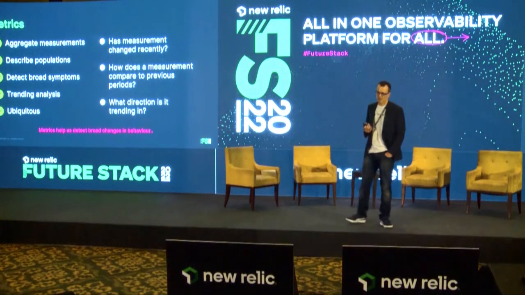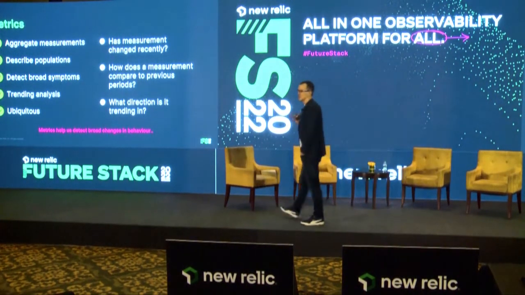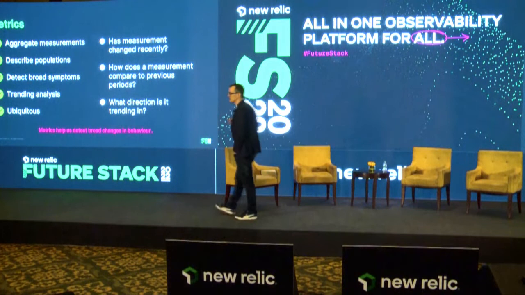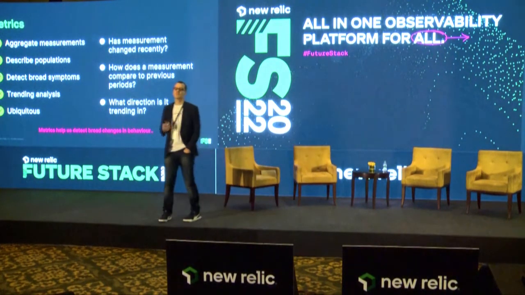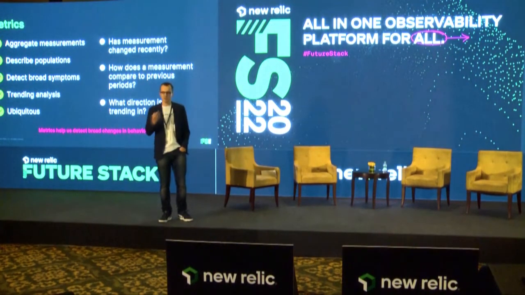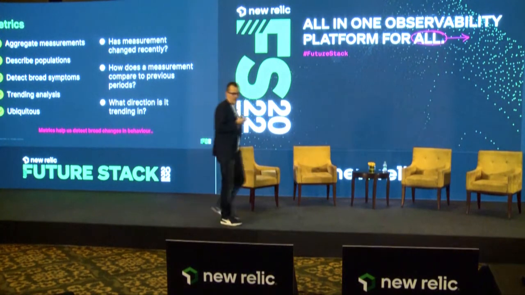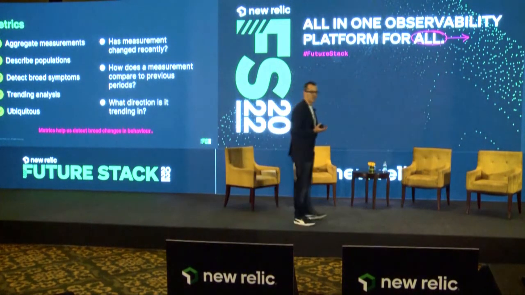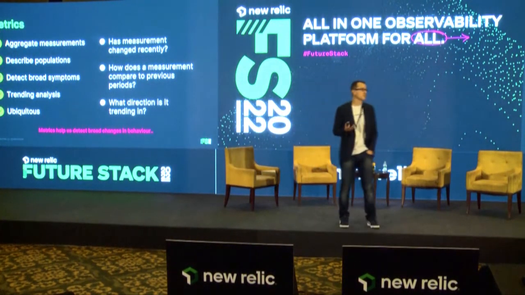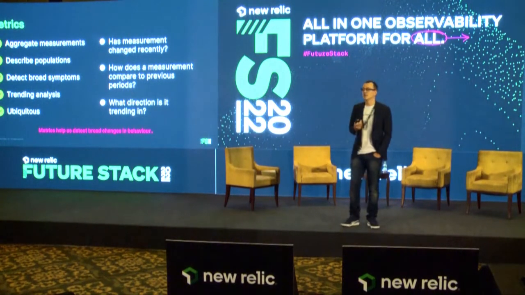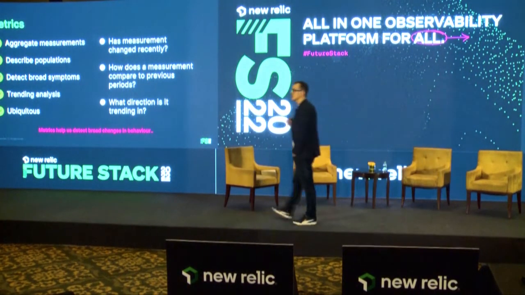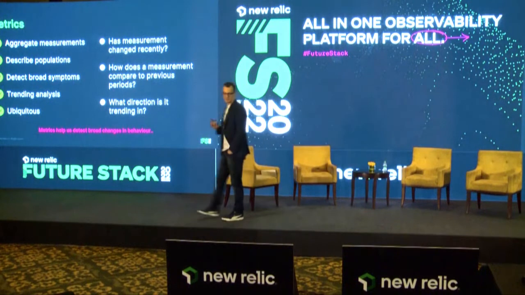They're also good at trending. In New Relic, we store metrics for 30 months, so you can trend anything, any type of measurement. And they're also ubiquitous, meaning most things will emit metrics, which is great, because we need different data points from different systems.